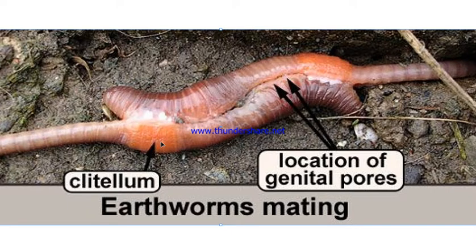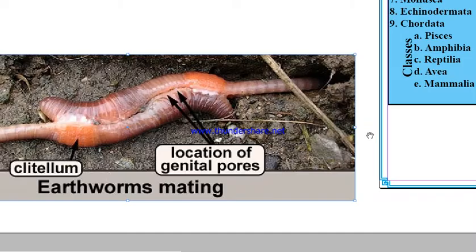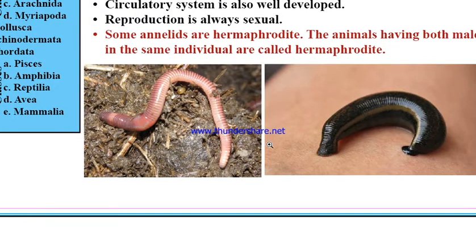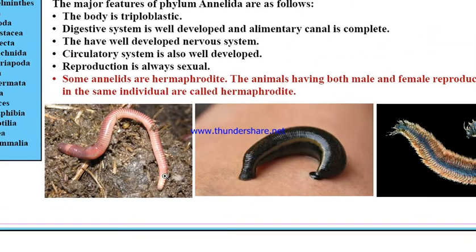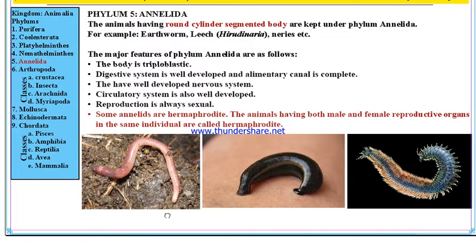Clitellum means the female part. Yes, this earthworm's female reproductive organs are being courted by the male reproductive organs of this earthworm, and its male reproductive organ is courting the female reproductive organ of this earthworm. So both are male, both are female. That is how they court. Such organisms which have both male and female reproductive organs in the same individual are called hermaphrodite.